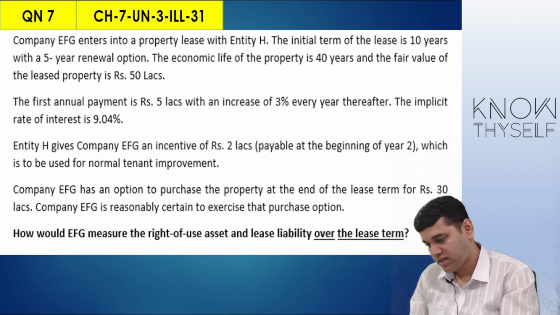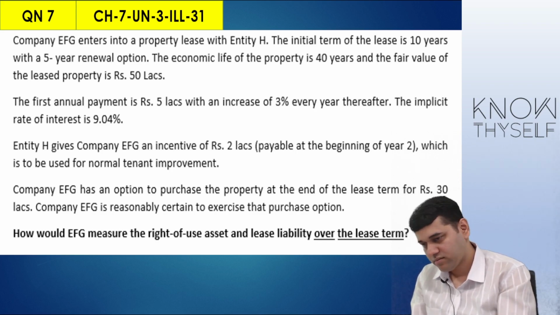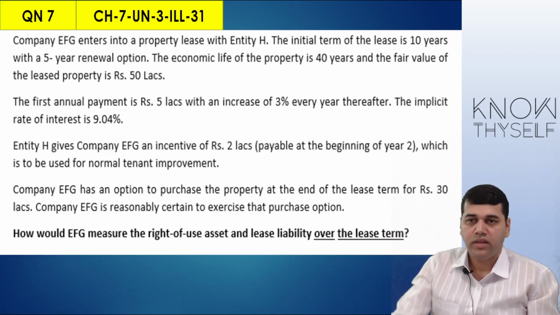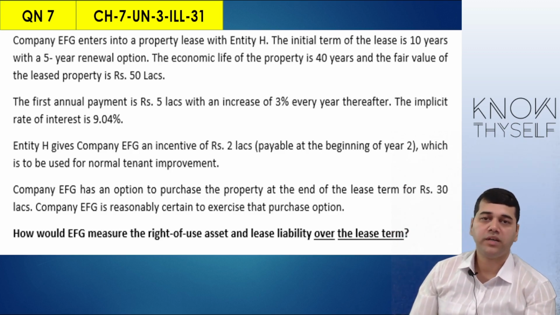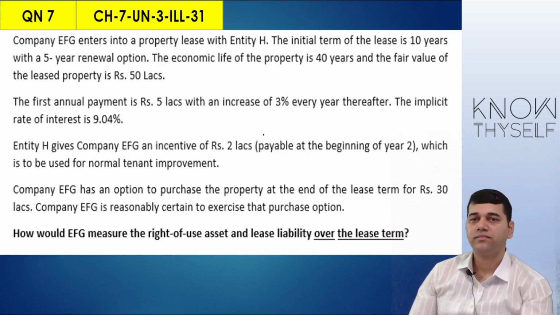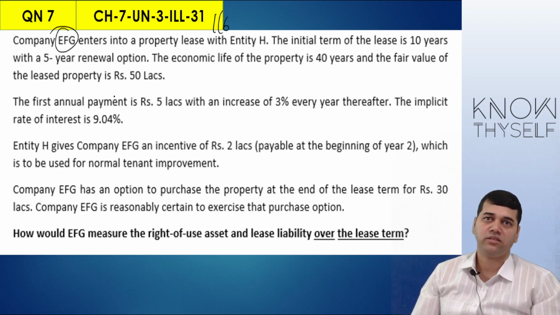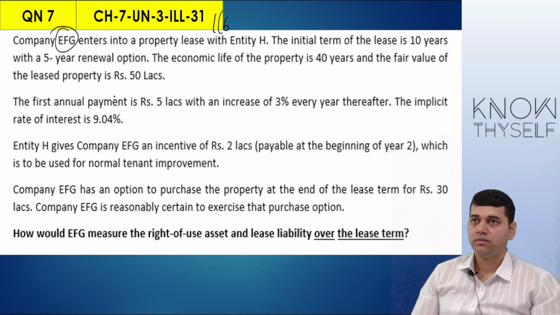Question number 7, so that you remain more focused. Question number 7. Now, company EFG entered into a lease of property with entity H. Who is the lessee here? In whose books do you have to account? When you read 'entered into lease of property', you understand Ind AS 116. Now, EFG is my lessee, but I don't know whose books I have to account in. In every question you read, ultimately you see whether you have to account in the books of the lessor. That is also possible, because we have lessor accounting also, no? We are learning lessee accounting now.